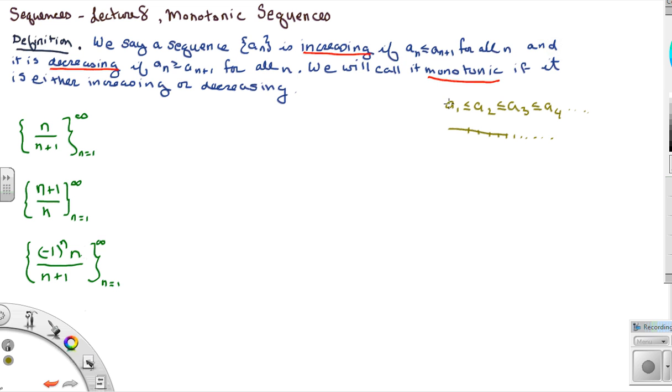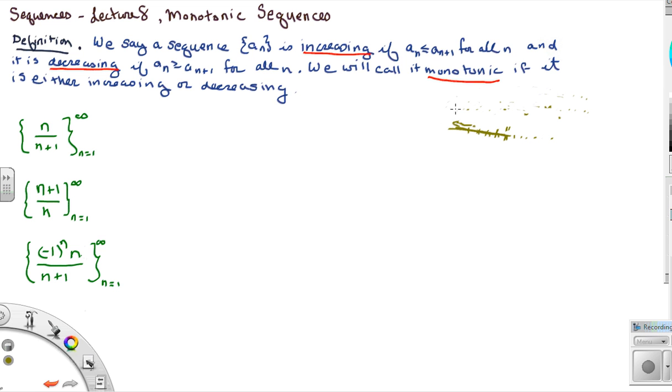If a1 is bigger than or equal to a2, which is bigger than or equal to a3, bigger than or equal to a4, and so on all the way down. So now we've got points a1, a2, a3, a4 going this way, getting smaller. We're going to call it monotonic if it is either increasing or decreasing.